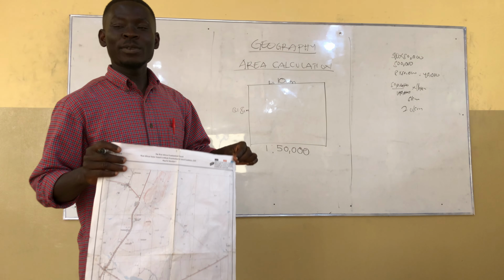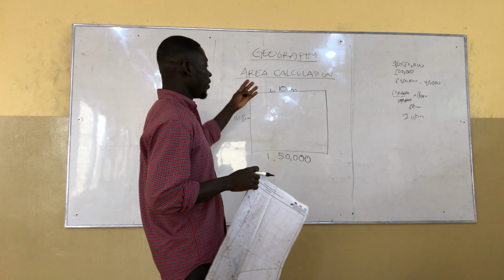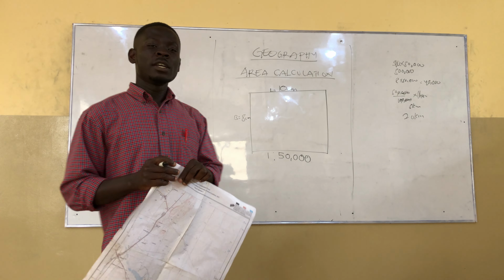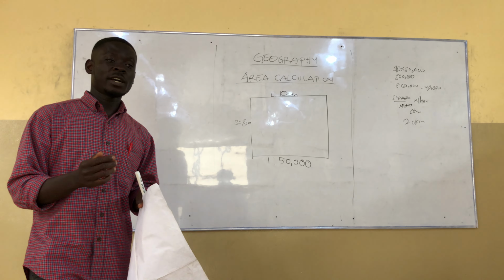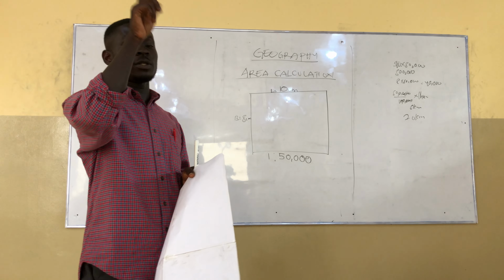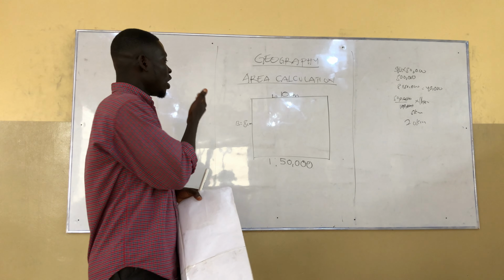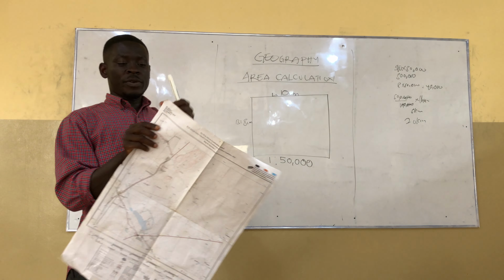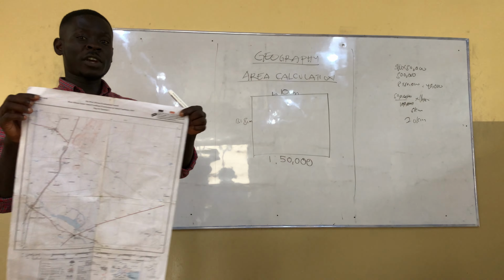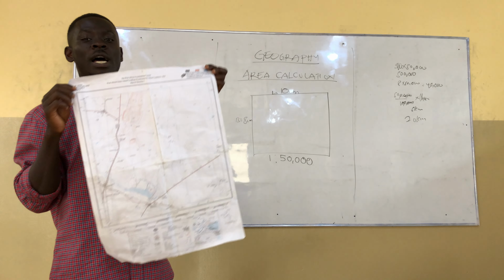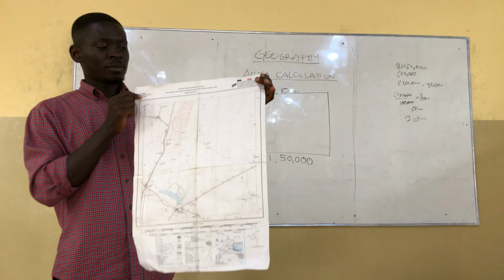And today we would like to talk about area, how to find an area. In mathematics, we know that when you are asked to find area, it is length times length, which will be length squared. But over here, there is a map which geographers use called the topographical map, which others also call topographical sheets.